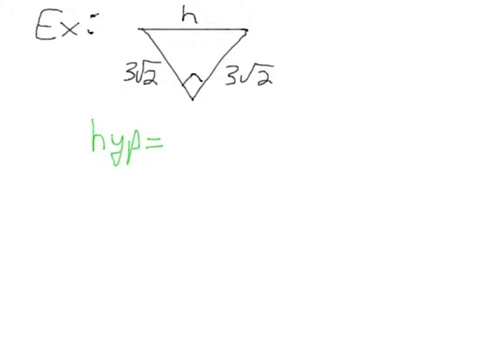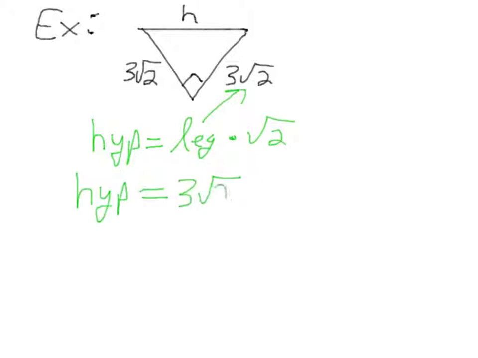equals the leg times the square root of 2, right? Well, in this case, my leg is 3 times the square root of 2. So when I find the hypotenuse, I'm just going to substitute 3 times the square root of 2 times the square root of 2.